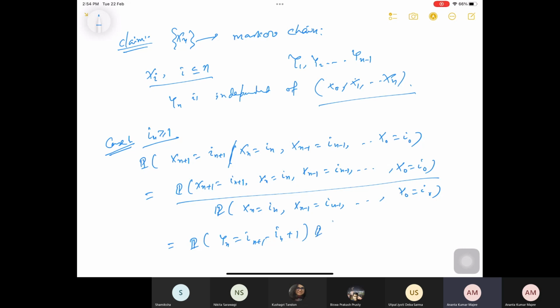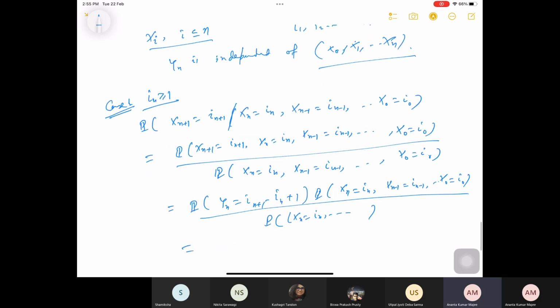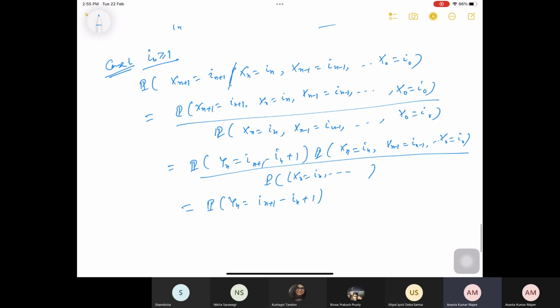So I can write this as the probability of xn equal to in, x of n minus 1 equal to i of n minus 1 and x of 0 equal to i0, and then you have the probability of exactly these things. This is nothing but my probability of yn equal to i of n plus 1 minus in plus 1. And this again I can write in the same way. This is the probability of xn plus 1 equal to in plus 1 given xn equal to i of n.